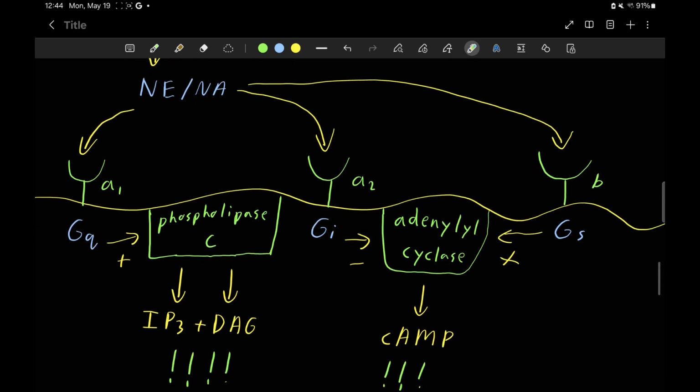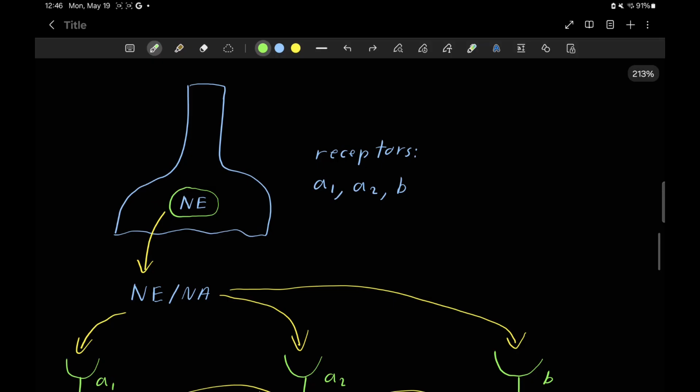But this basically summarizes the three different types of receptors that norepinephrine or noradrenaline can bind onto. Again, they're all GPCRs, but they're linked onto different G proteins. And when they activate these G proteins, they can activate or deactivate different enzymes and produce different second messengers that result in different responses. Now, one important thing to note is that the responses of norepinephrine are very closely linked with your sympathetic nervous system.